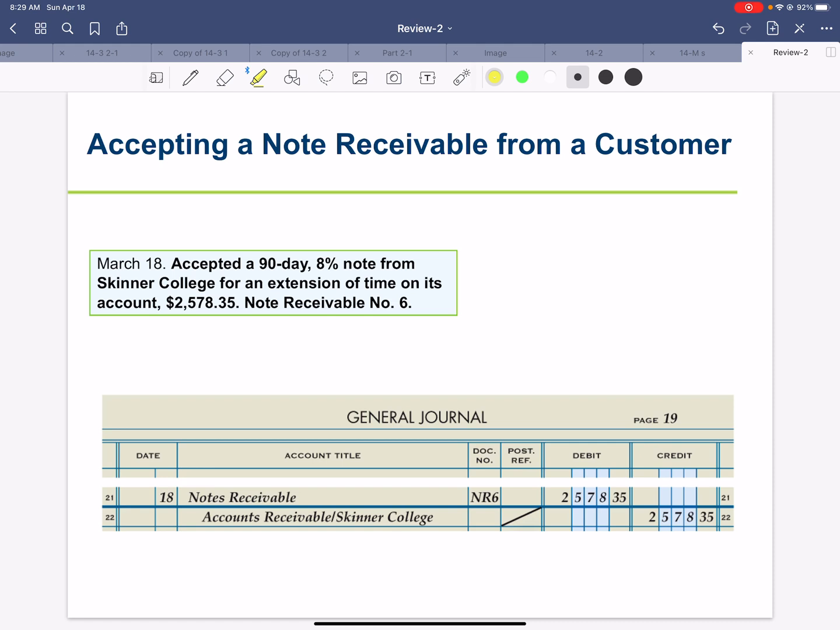Here we're accepting a 90-day, 8% note from Skinner College for an extension of time on its account. In this transaction, we write the date. We're going to debit notes receivable for the total amount, and we will credit accounts receivable. So we're taking it out of accounts receivable and putting it into a small note, or a small loan.